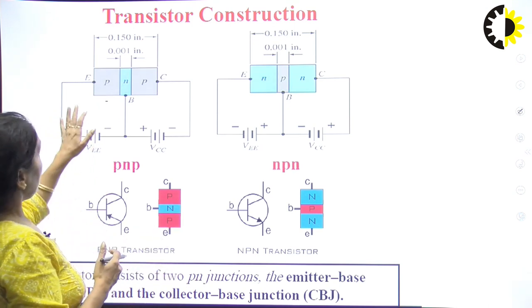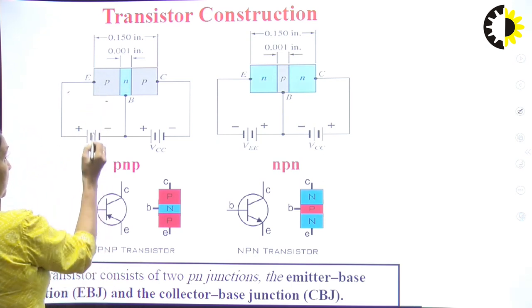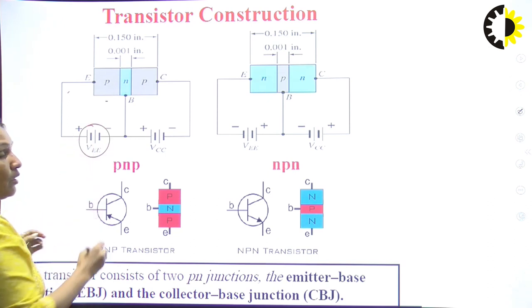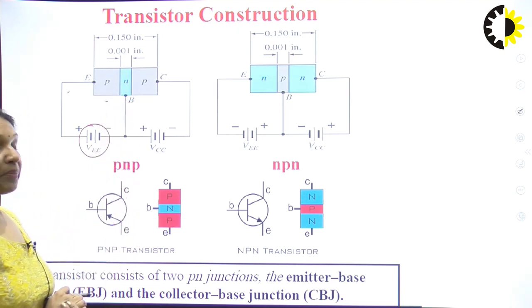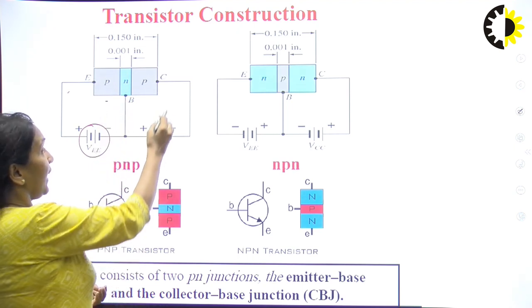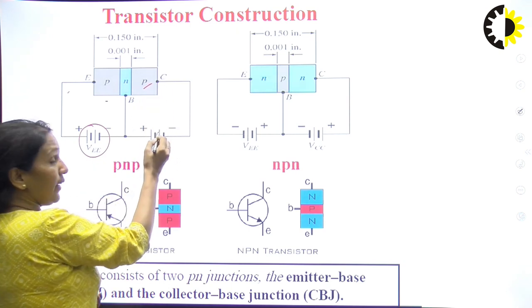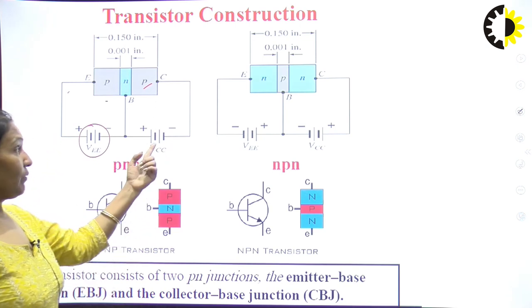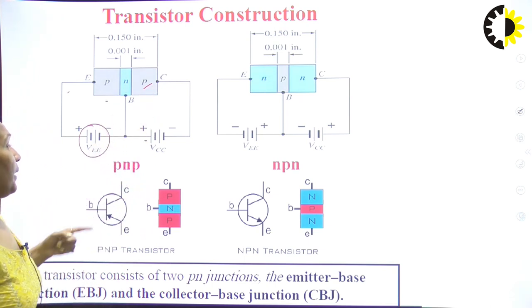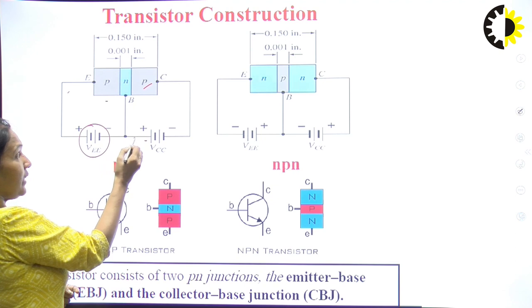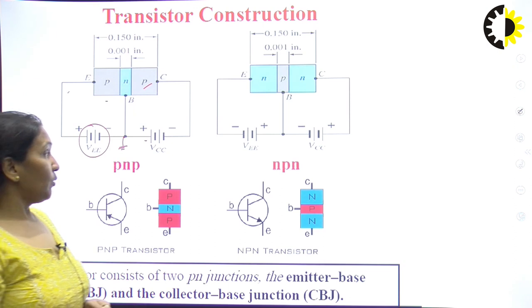So basically, the emitter base terminal is forward biased. Because the emitter is p-type, the positive terminal of the battery is connected to the emitter terminal and the negative terminal is connected to the base terminal. And the collector to base terminal is reverse biased. Because the collector is p-type, in order to make the collector terminal reverse biased, we have connected the negative terminal of the battery to the collector and the positive terminal to the base. So this minus and this plus will make this terminal at zero potential or ground potential.